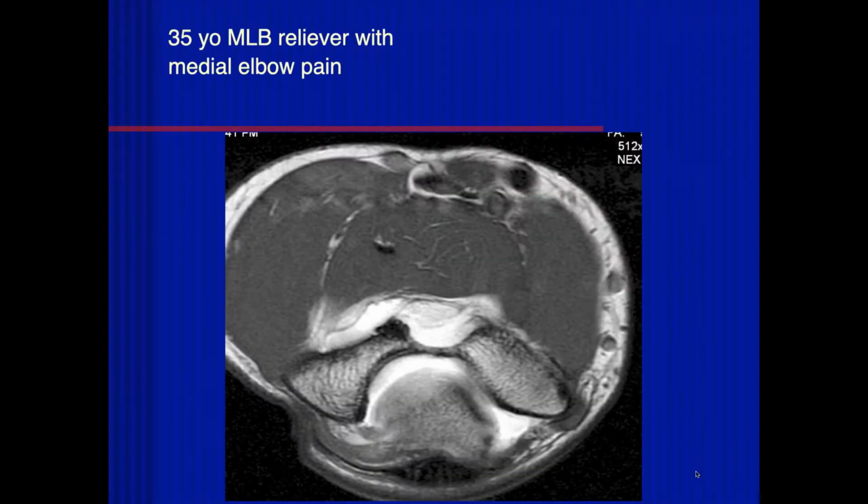So, Ashu, what do you think of this case? 35-year-old MLB reliever with medial elbow pain. I think there's medial subluxation of the ulnar nerve, and I don't see a retinaculum. Right. So that's right in there.